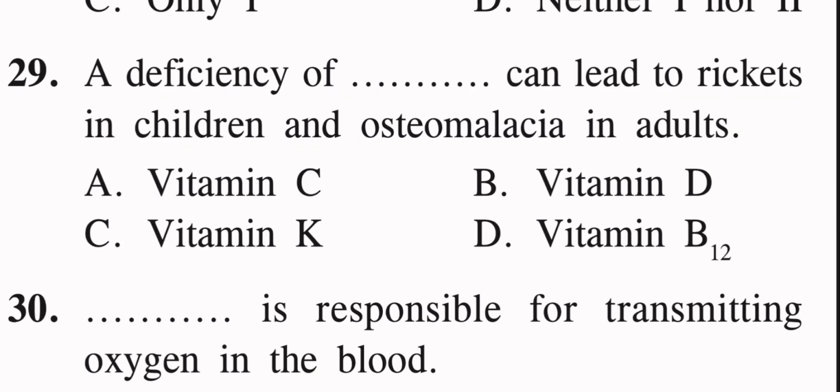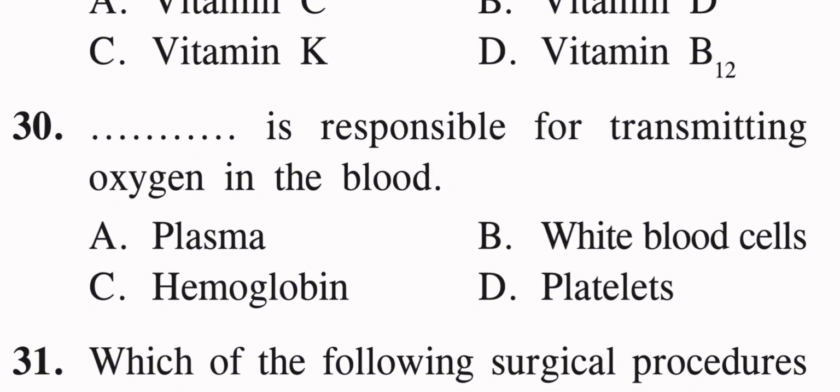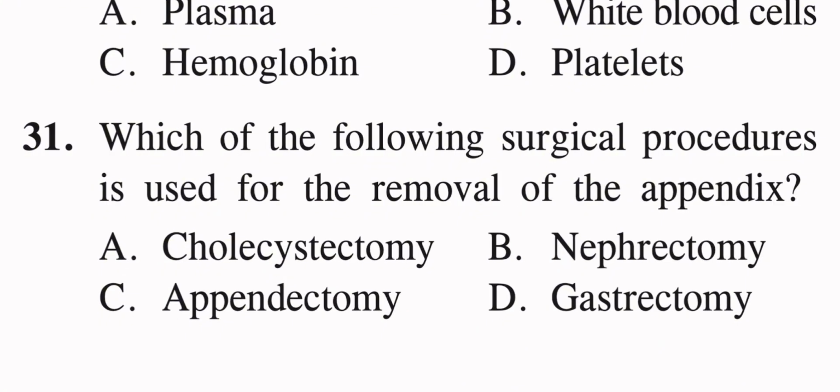A deficiency of dash can lead to rickets in children and osteomalacia in adults. Vitamin C, vitamin D, vitamin K, vitamin B12. Dash is responsible for transporting oxygen in the blood: plasma, white blood cells, hemoglobin, platelets. Which of the following surgical procedures is used for the removal of the appendix? Cholecystectomy, nephrectomy, appendectomy, gastrectomy.